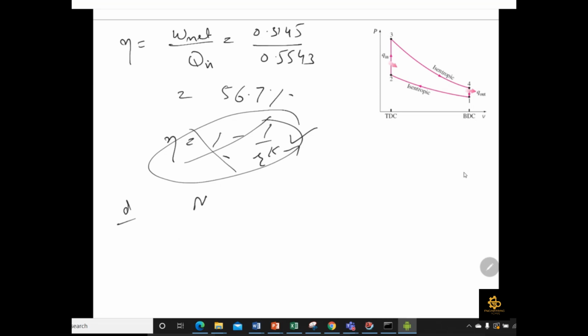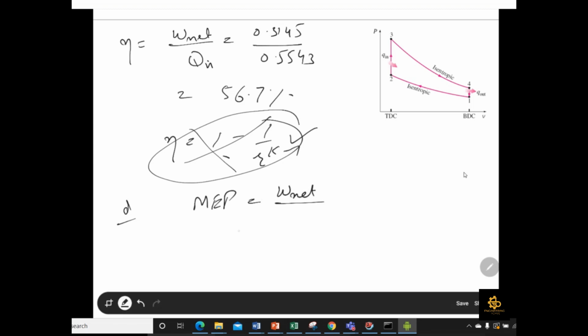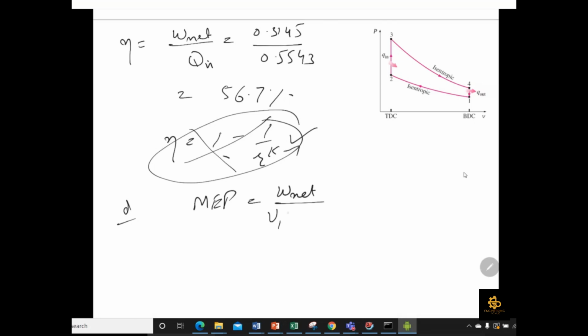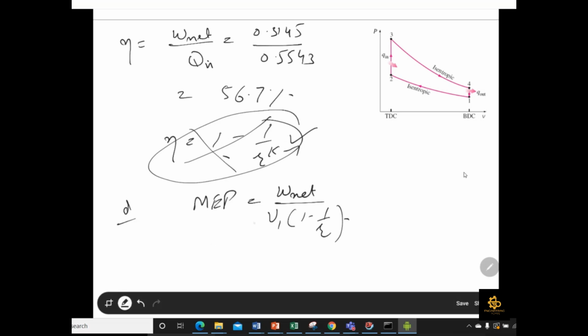Part number D is mean effective pressure. W net, we already know from the previous lecture as well, is equal to v1 times (1 minus 1 over the expansion ratio). Previously we found the specific volume at 1, but here the volume at the start of compression is given in your question as well, 600 centimeter cube, I think. So you can just simply put the value.